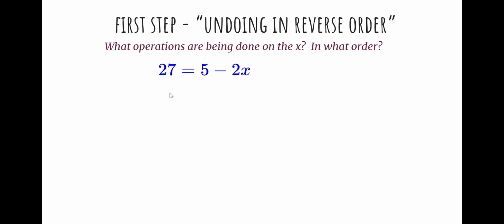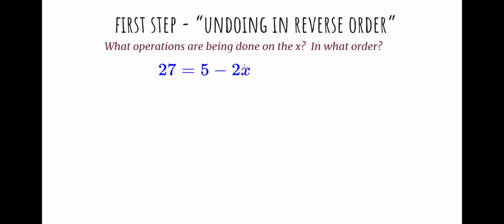Our variable happens to be on the right side, and that's fine. Sometimes the variable is on the left, sometimes the variable is on the right. That's perfectly good. So our unknown is on this side. Now let's take a look at what operations are happening to it and in what order. Take a moment to think about it.